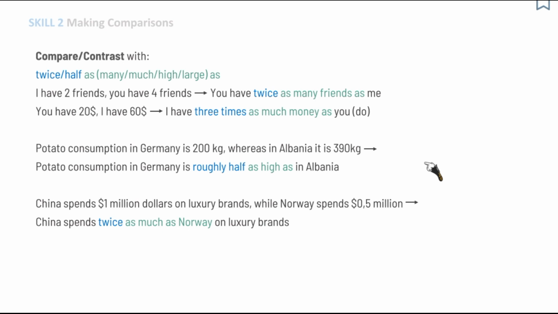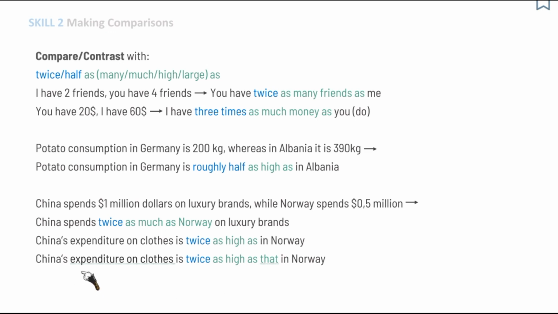Another example is China versus Norway. So China spends $1 million on luxury brands, while Norway spends less. It's only $500,000. So in this case, we can say that China spends twice as much as Norway on luxury brands. Alternatively, we can say China's expenditure on clothes is twice as high as in Norway. Expenditure is spending, very close synonyms.